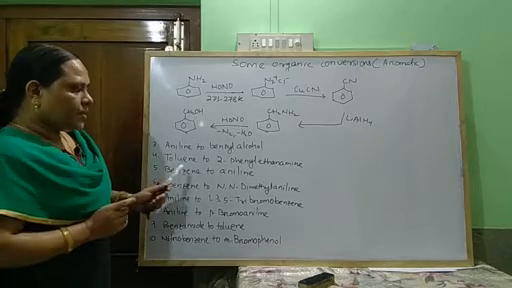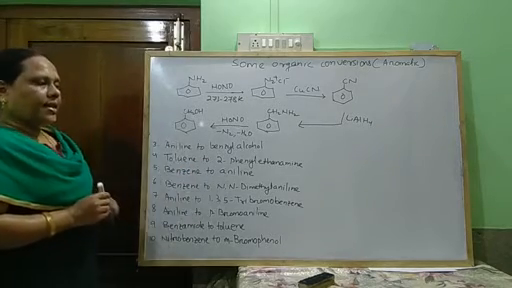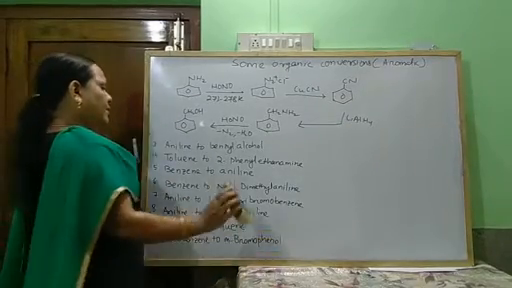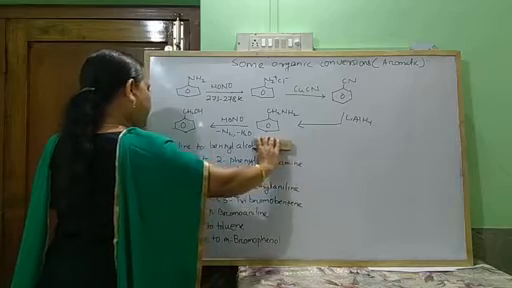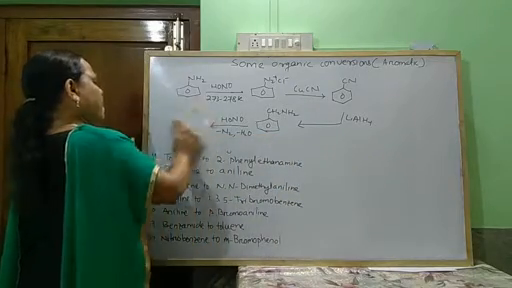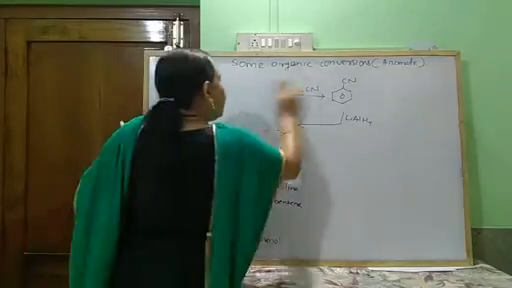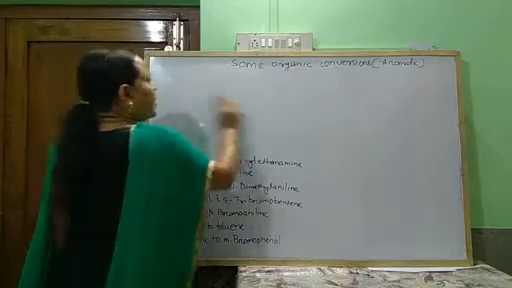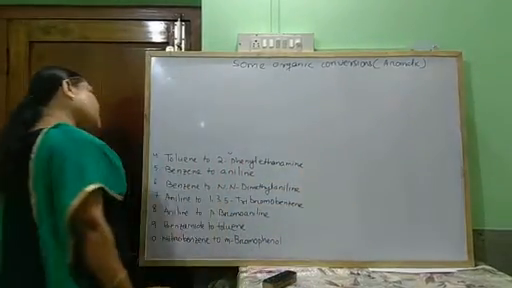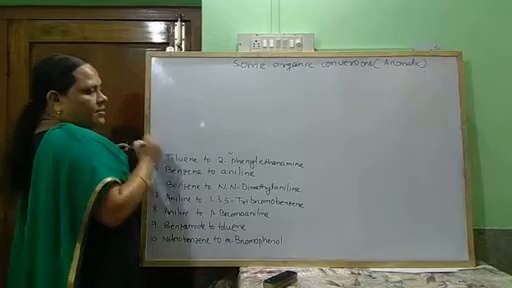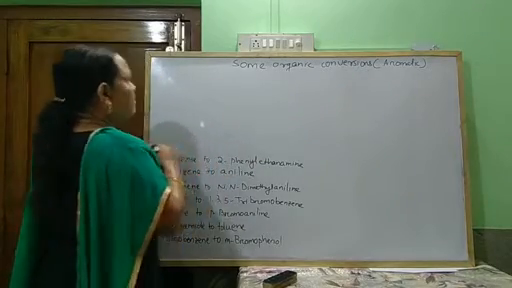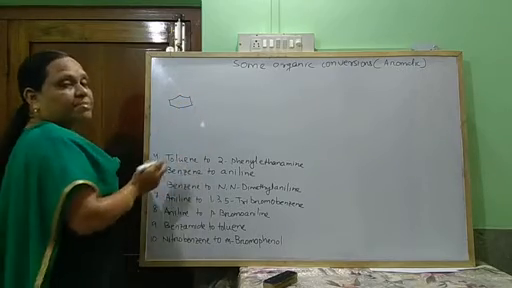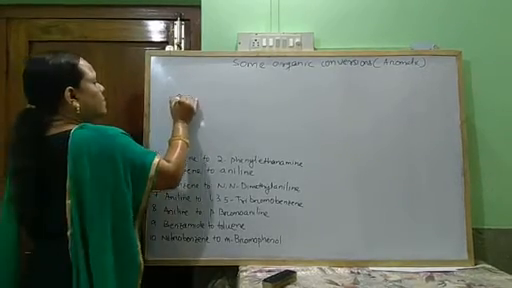Next come to question number 4, that is toluene to 2-phenylethanamine. So first you should know what the structure is. 2-phenylethanamine means here also the carbon atom increases. Toluene has 7 carbon atoms, here 8 carbon atoms. But here there is no requirement of preparation of benzene diazonium chloride.